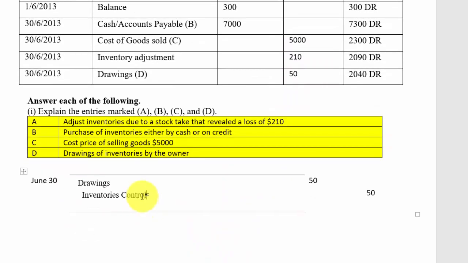So if you then look at that, it means there's drawings of inventories by the owner. Hopefully that's been useful to you.